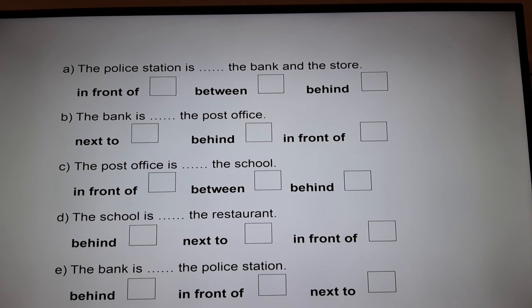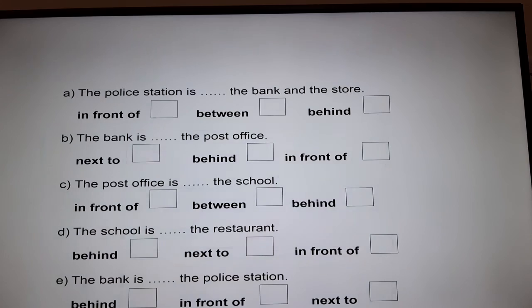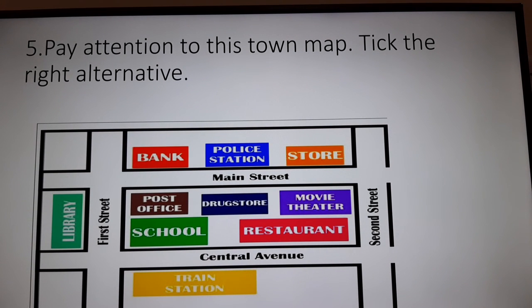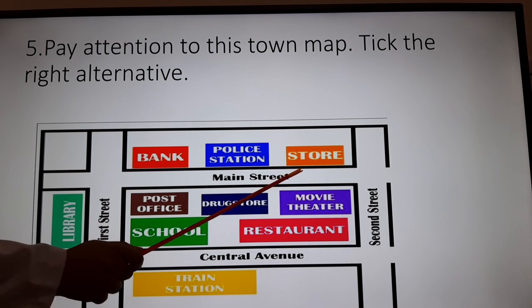So we see it together. Here I have put the map again. Now for the correction, the police station is between the bank and the store. What about B? The bank, okay, let's show, maybe I shall show you. Here the police station is between the bank and the store. The police station here is between them.